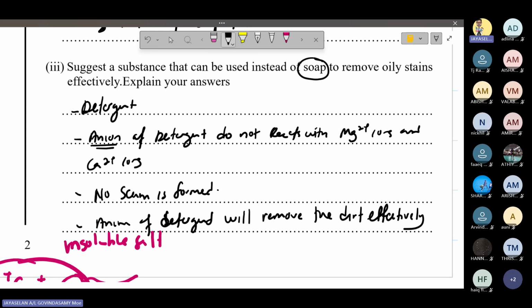Any question? Some other notes will put: the anion of detergent will react with calcium and magnesium ion but does not form scum. That is a wrong concept, you cannot put that. So this is fine: the anion of detergent does not react with calcium ion and magnesium ion. No scum is formed. Thus the anion of detergent will remove the dirt effectively. Any question? No question. Once copied, raise your hand.